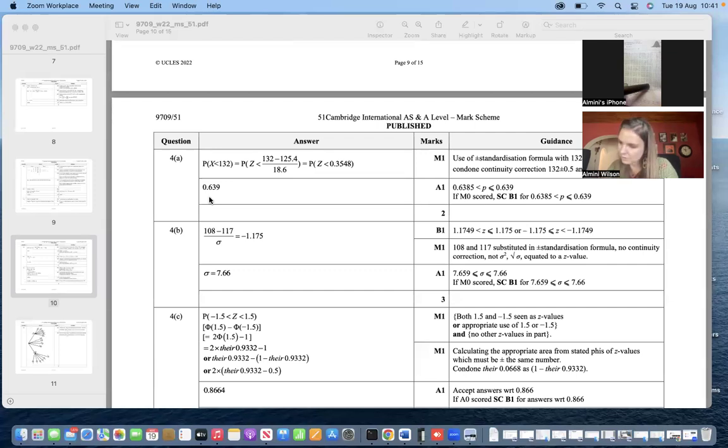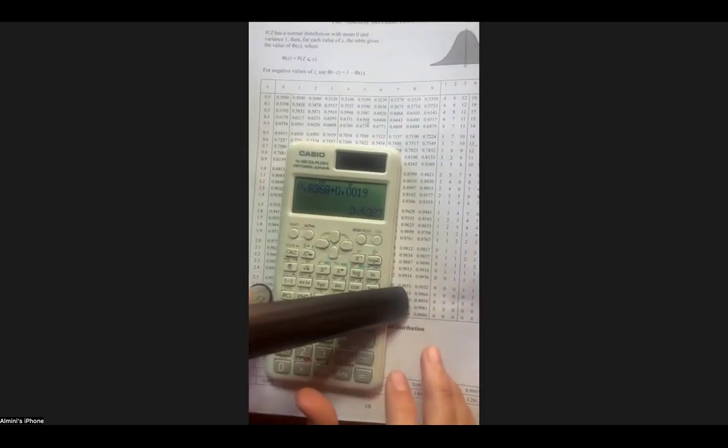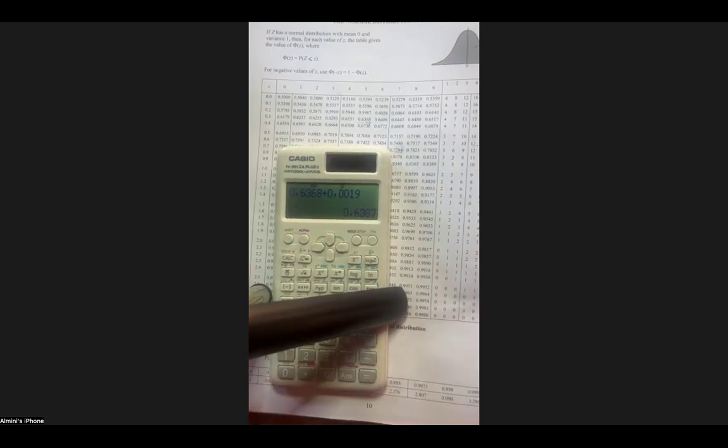And then if I go 0.6368, maybe they added a full 5, which is 19. Yes, if you round it, because the table does round it a little bit, you're welcome to use 0.35, and then I think they added a 19, and then they rounded off to 3 significant figures.